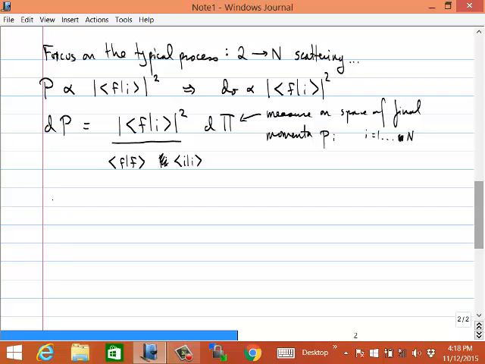So what now is this measure on the space of final momenta? So we have n momenta. So we have to take a product where i goes from 1 up to n of the Lorentz invariant measure factor on these final momenta. And we should really normalize this.